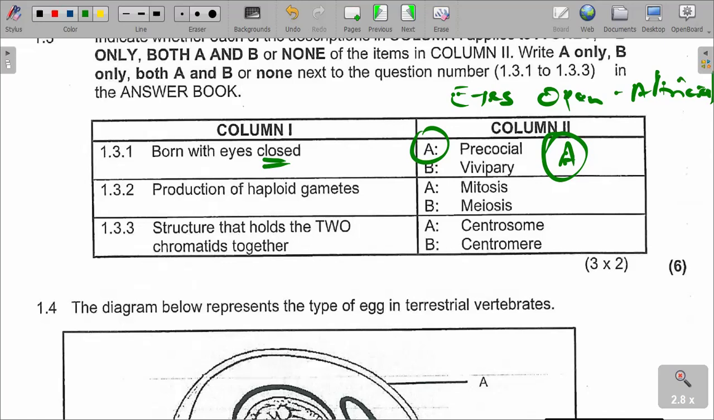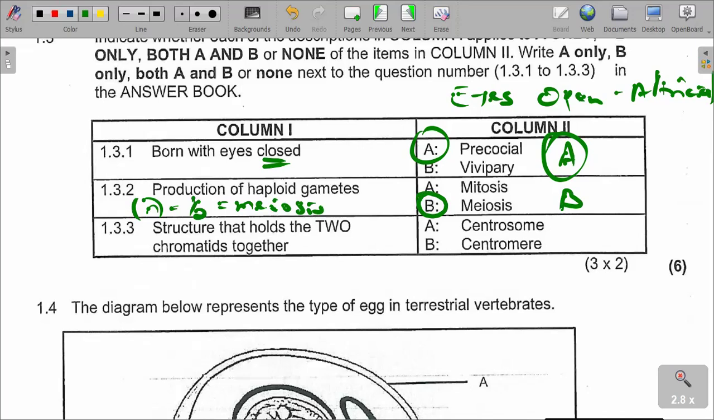Production of haploid gametes: haploid gametes are half, and are called gametes, or sex cells. They are produced by meiosis. Mitosis maintains the same number of chromosomes. So it is meiosis which causes haploid gametes, which is B only.